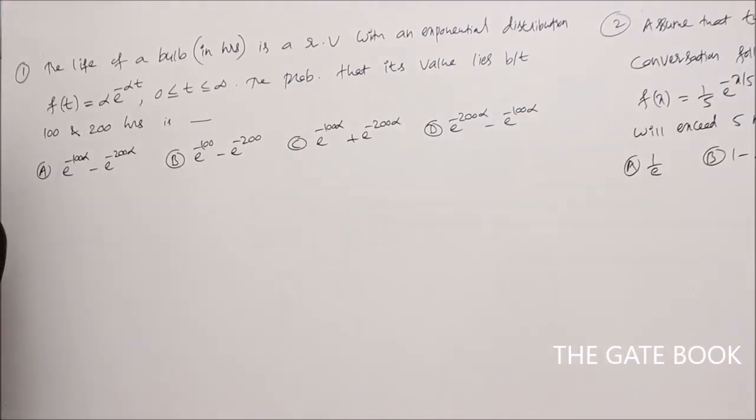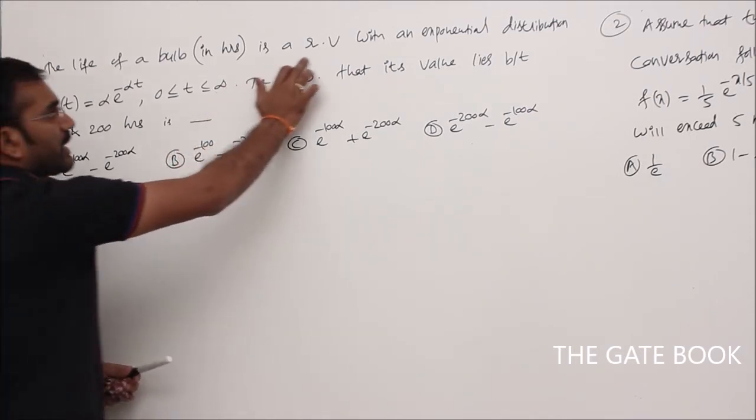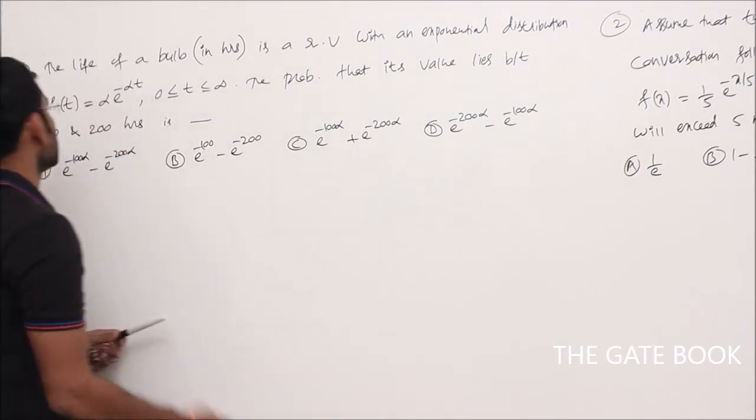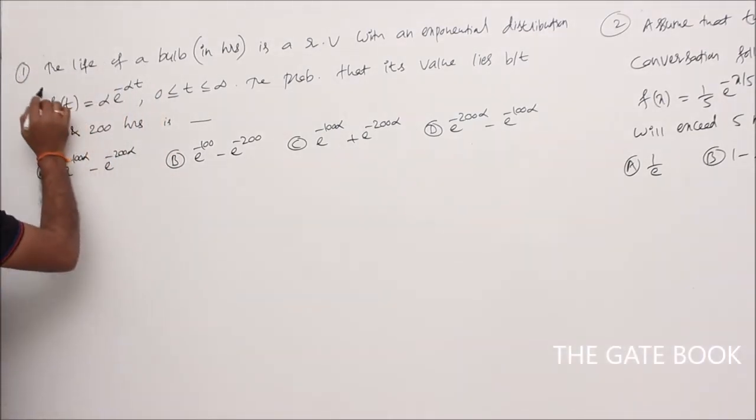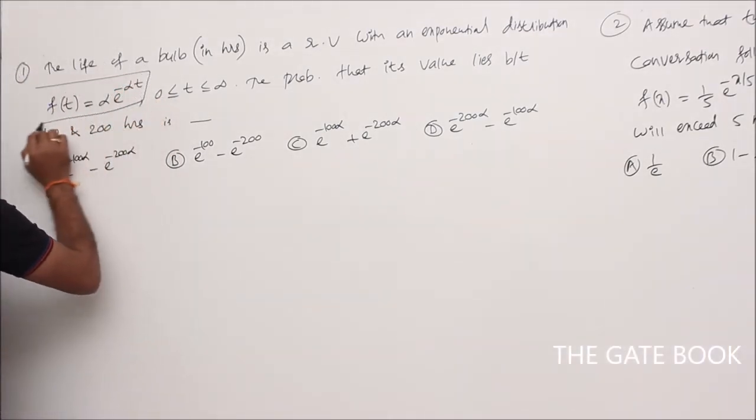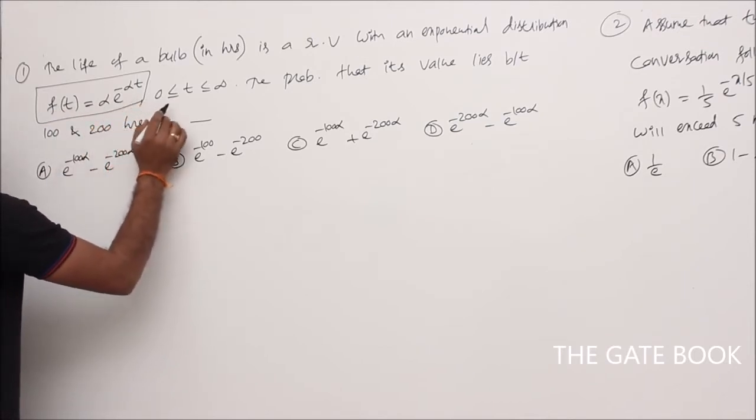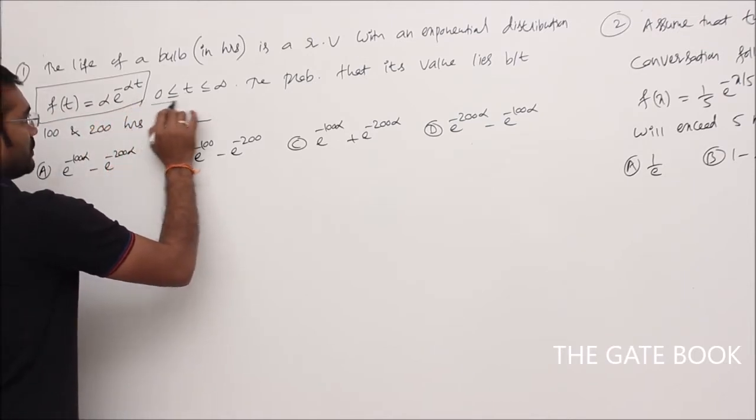Now we will do problems on exponential distribution. First problem: the life of a bulb in hours is a random variable with an exponential distribution given as a PDF f of t is equal to alpha e power minus alpha t, for t between 0 to infinity.